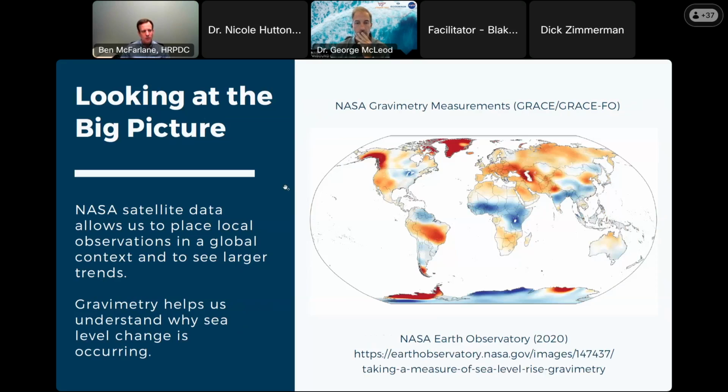And similarly, one of the advantages of having these NASA tools, and this is from the GRACE satellite or GRACE-FO, are the gravimetry measurements. These are things that we really couldn't measure if we didn't have this kind of equipment up in space.